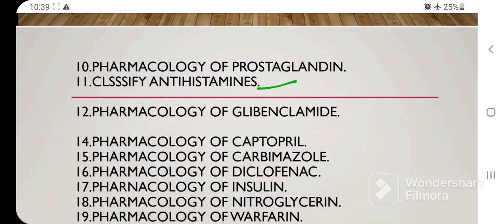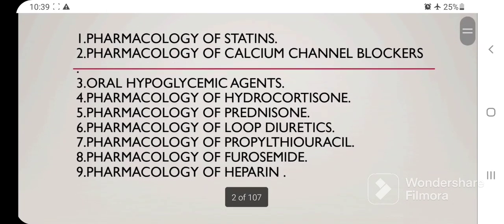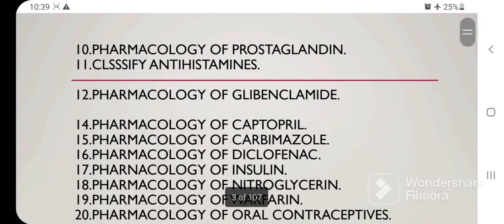Then pharmacology of glibenclamide. If they ask glibenclamide, you write the same pharmacology for the sulfonylurea also, sulfonyl type of compounds. Later we will discuss that in the video. You remember pharmacology of glibenclamide. It is one of the oral hypoglycemic agents; to treat a high sugar level we give glibenclamide.